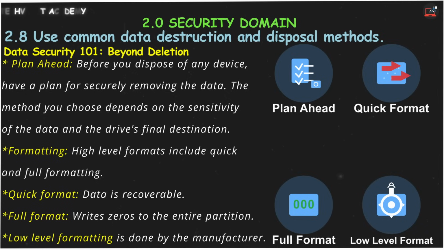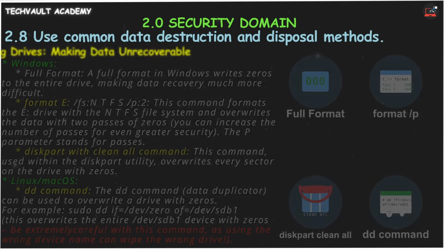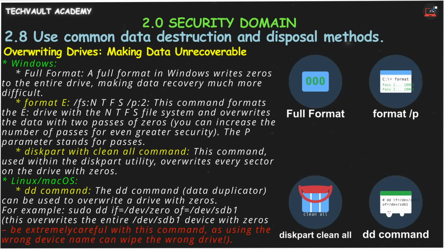Formatting: high-level formats include quick and full formatting. Quick format: data is recoverable. Full format: writes zeros to the entire partition. Low-level formatting is done by the manufacturer. Overwriting drives, making data unrecoverable.